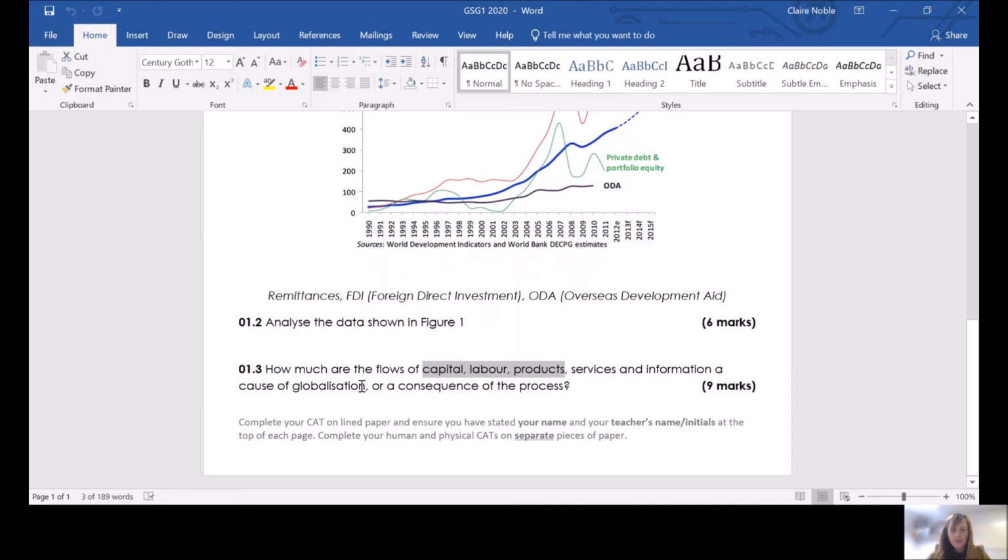And don't forget to make a little judgment at the end of your answer. Wherever possible as well, of course, you could use examples. You'll have some really lovely examples from your first couple of lessons of this topic where you've got some evidence about what the flows are, how capital, how labour, how products are moving around the world. So see if you can bring some of those in as well.